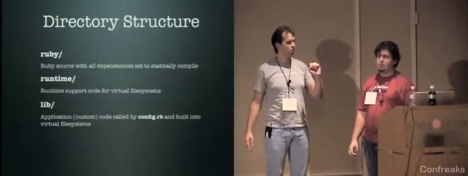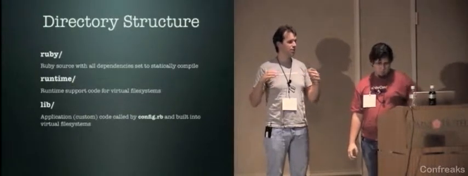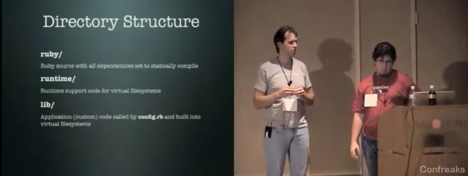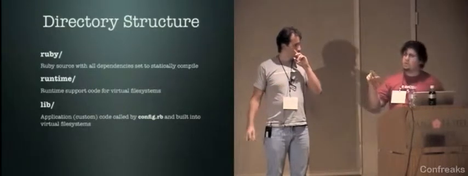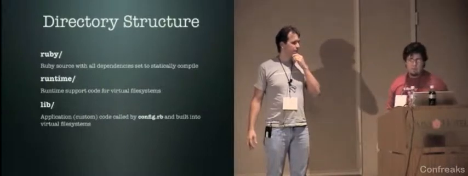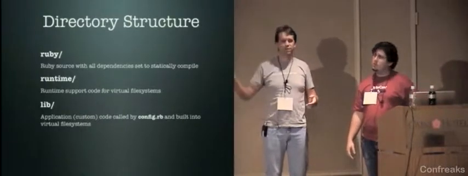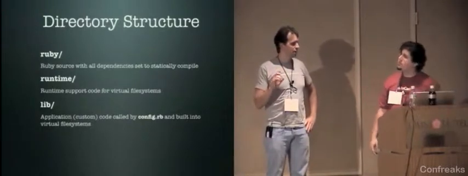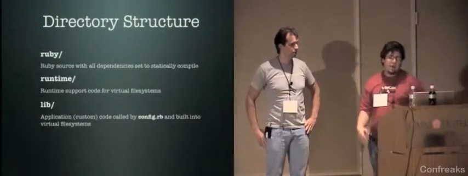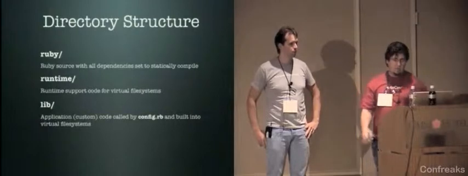And then you've got your runtime directory, which is the stuff that we use to manage the virtual file system. This is where the kernel extension and runtime.rb sit. And then the lib directory is where your stuff goes, but it can go really anywhere. This is more convention, but you specify that within the YAML configuration file where your stuff is. You could add endpads, whatever you want.